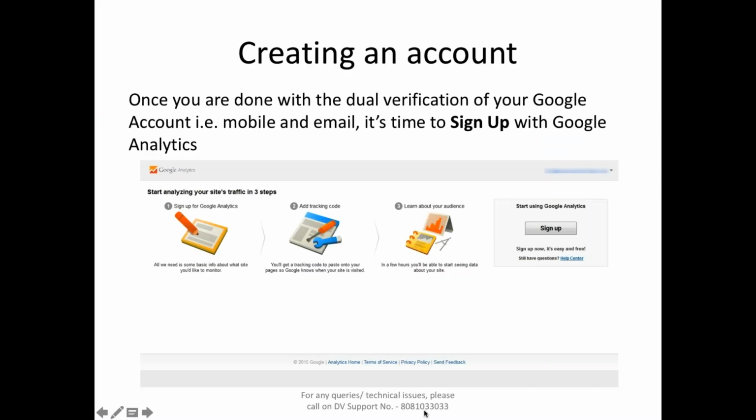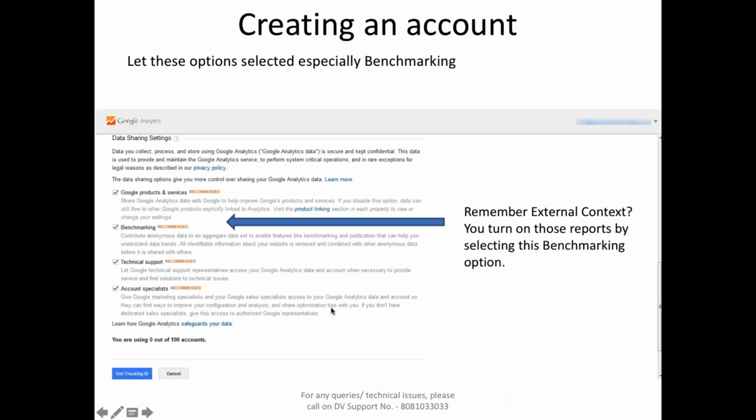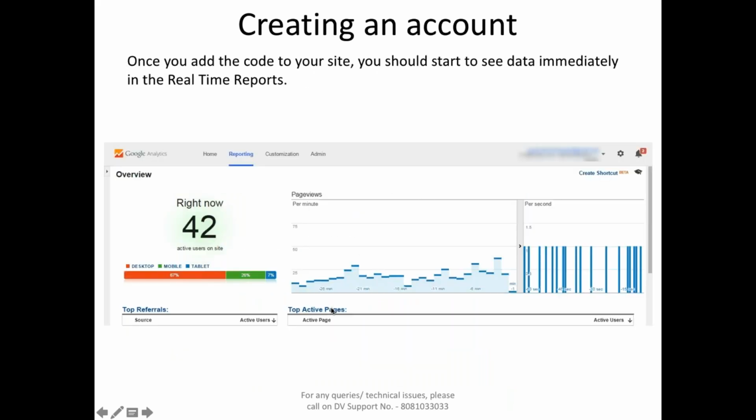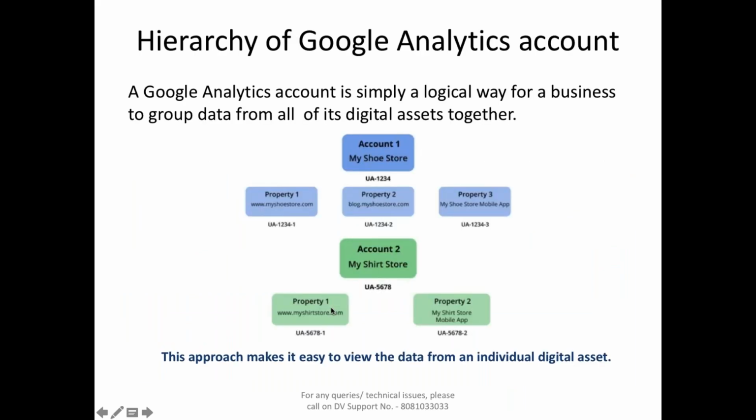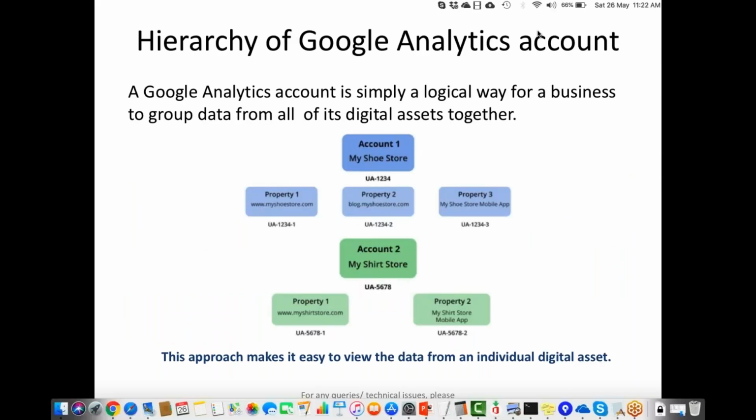Did I give you enough examples? Okay, all right. One final thing about the hierarchy, just go through it. So this is your account hierarchy. A Google Analytics account is simply a logical way for a business to group data from all of its digital assets together. This account is on top. Then you have properties under the account. This approach makes it easy to view the data from an individual digital asset.